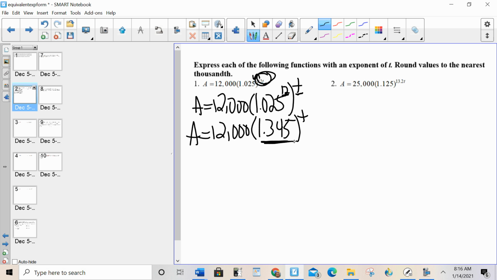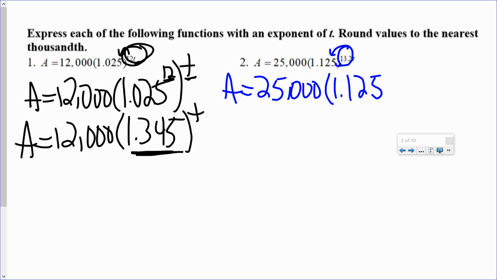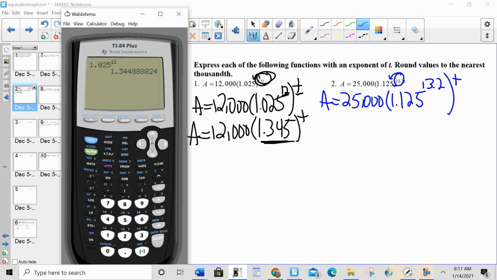In number 2, again, I want just t in the exponent. So I'm going to take whatever's with the t and absorb it into the parentheses. So it becomes a equals 25,000 times 1.125 to the 13.2 to the power of t. So now I can go to my calculator. I'm just typing in what's inside those parentheses. 1.125 to the power of 13.2. I get 4.734.